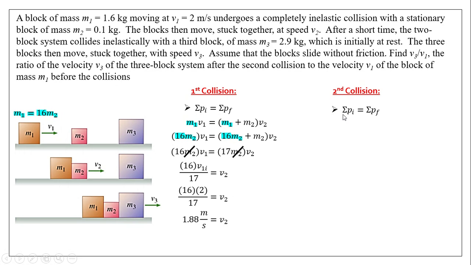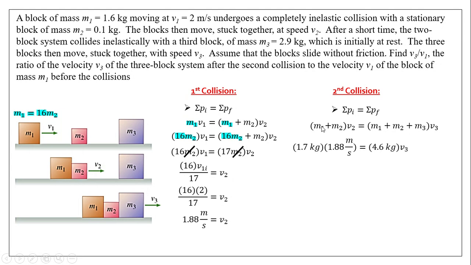Once again, initial momentum equals the final momentum. But my initial momentum is now M1 plus M2 times V2. It's M1 plus M2 because they're now stuck together. And it moves out with some V2 that we just calculated in the first part, which is 1.88. And on the right side, you have M1 plus M2 plus M3 times V3 because all three now are coupled together. So you need to put this in parentheses. So the total mass of the system here.